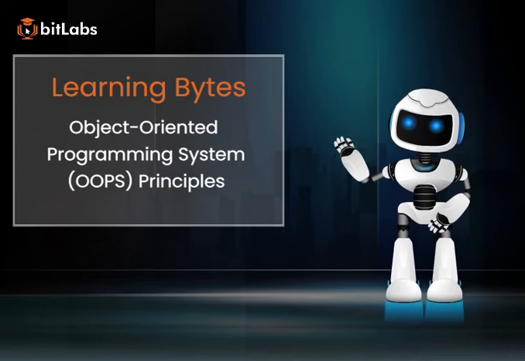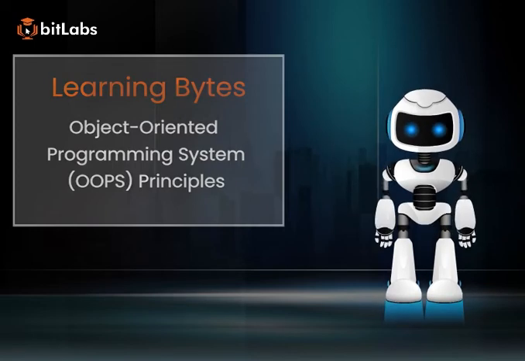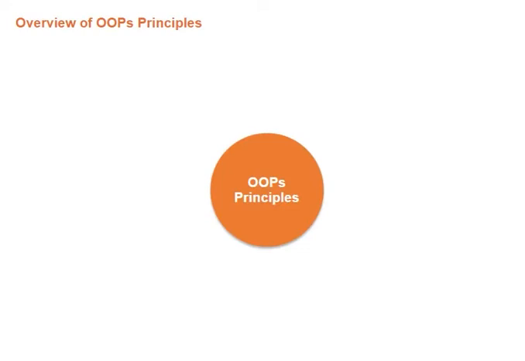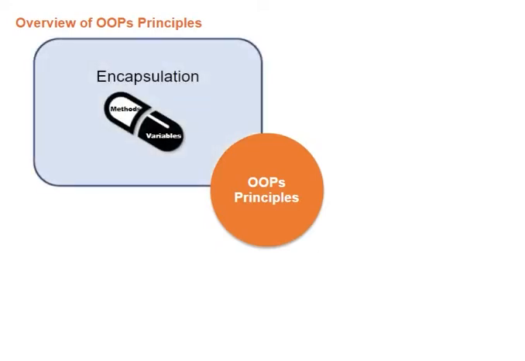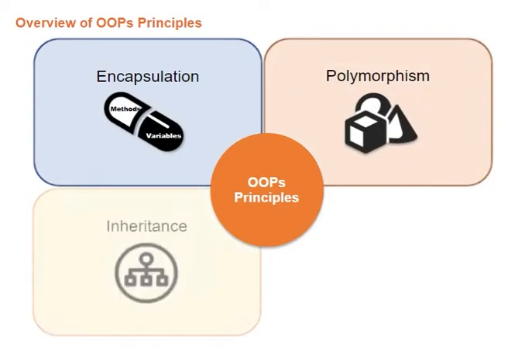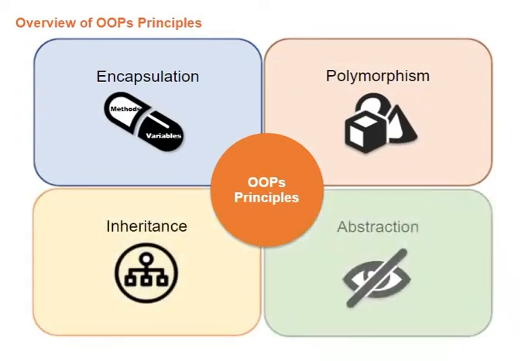Object-oriented programming system and principles. The four major OOPS principles to make scalable and manageable applications are encapsulation, polymorphism, inheritance, and abstraction. Let us have a brief introduction on OOPS principles, followed by a detailed discussion on each of them in the upcoming sections.